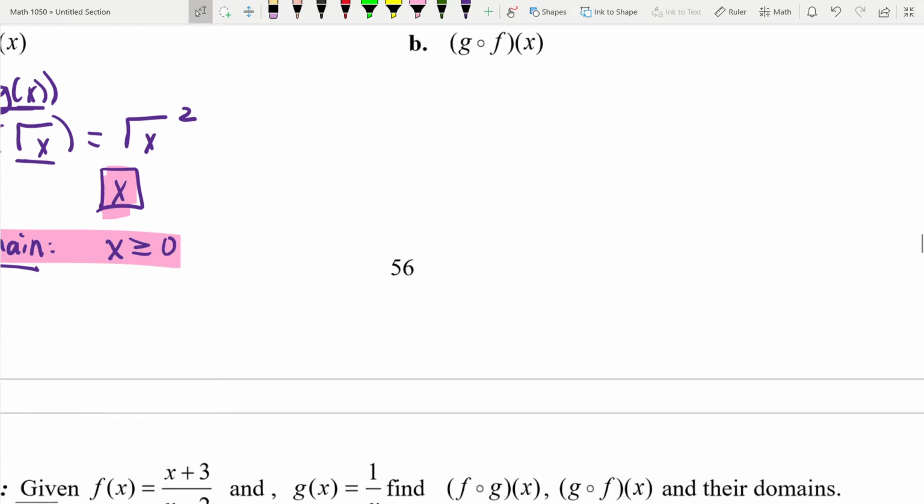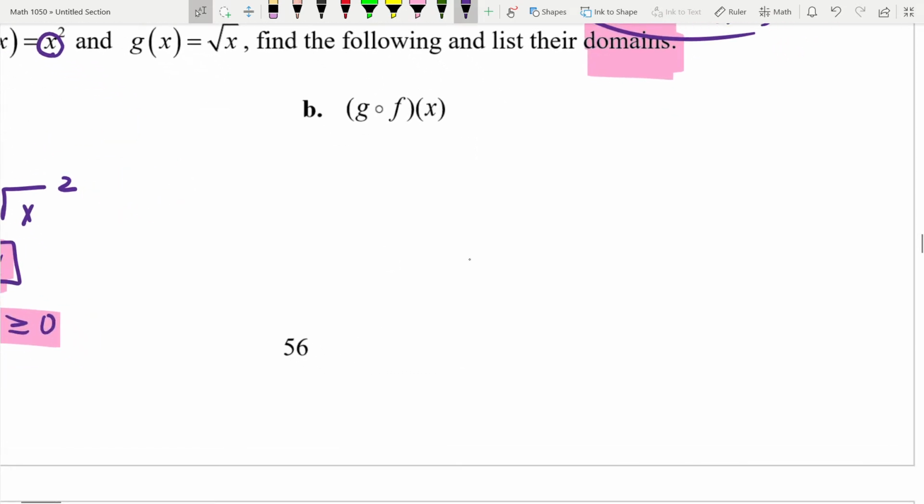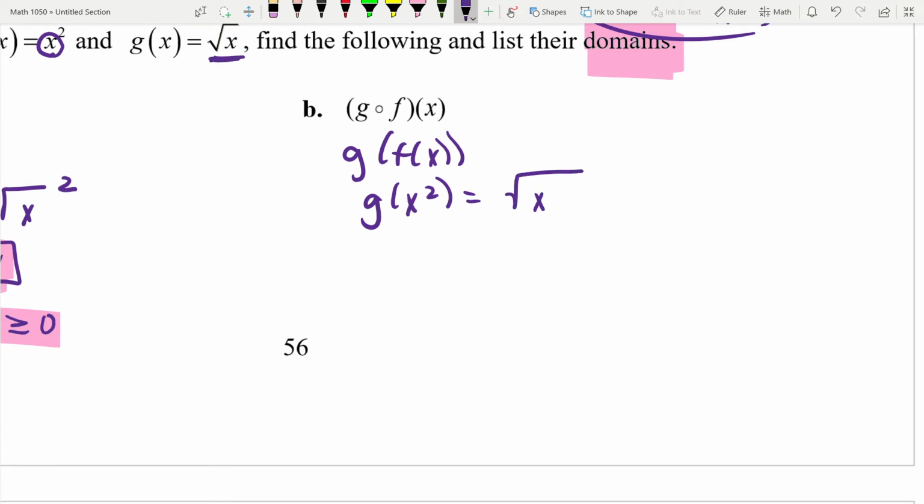Okay, let's do another one. G of f of x. Okay, so I'm going to go G of f of x. So that's G of x squared. Now I go into that G of x, put in an x squared. So guys, that's the square root of x squared. The square root of x squared is what, everybody? It is an x. Yeah, it is an x. So I got the same answer. So you would think that the domain is the same, right?